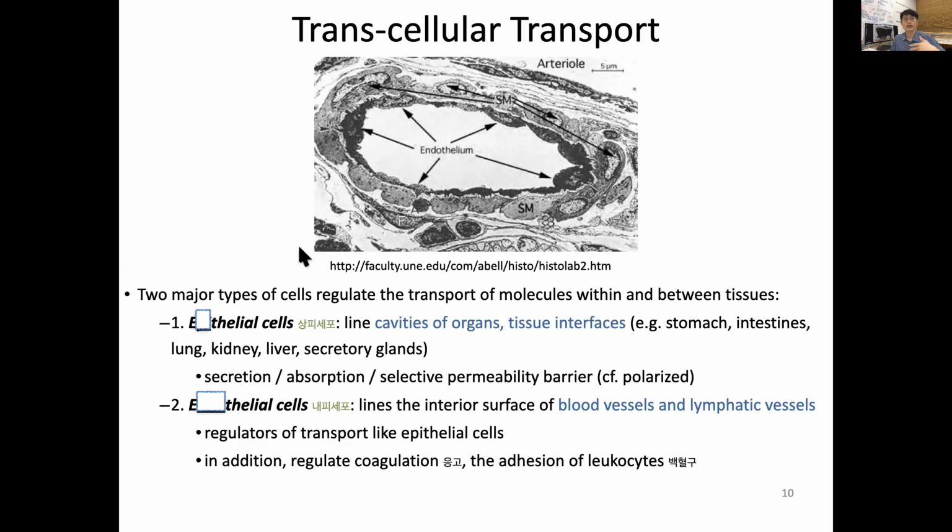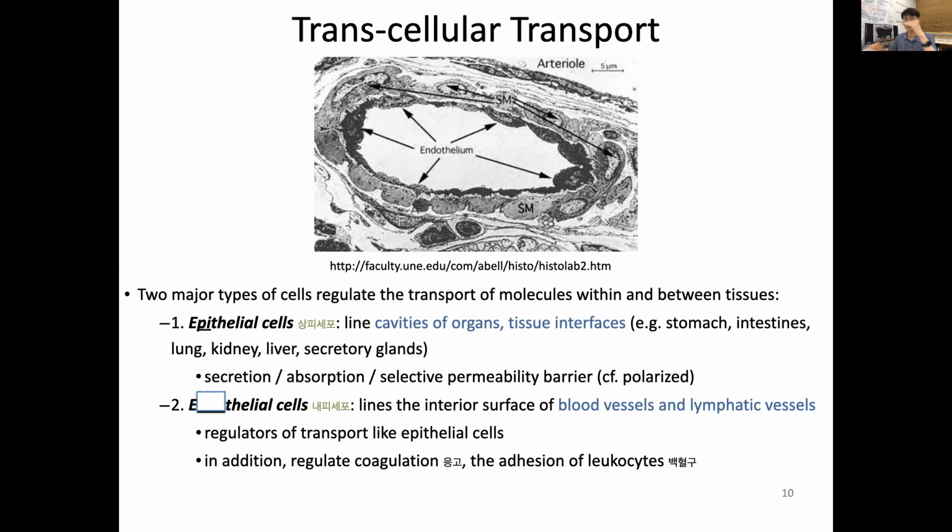So let's then consider transcellular transport. Two major types of cells regulate the transport of molecules within and between tissues, and through the cell, especially when you get into capillaries. Those cells that line cavities of organs and tissue interfaces, such as the inner lining of the stomach, intestines, lungs, kidneys, liver, and secretory glands are called, of course, epithelial cells.